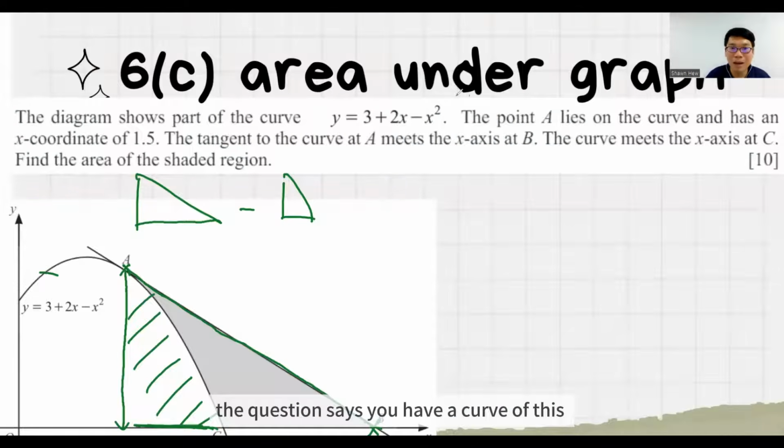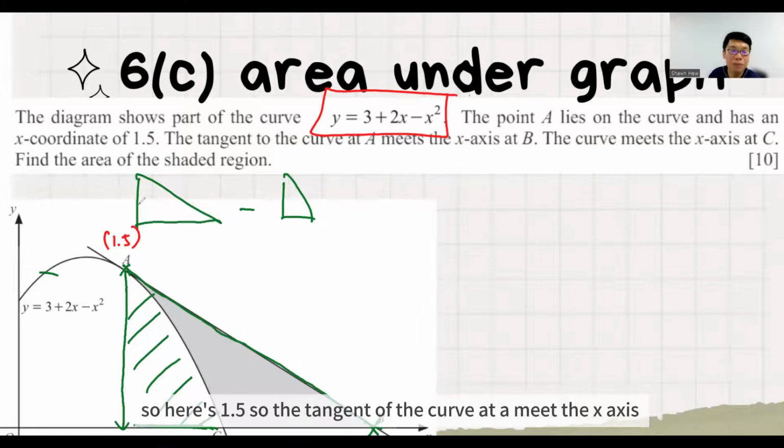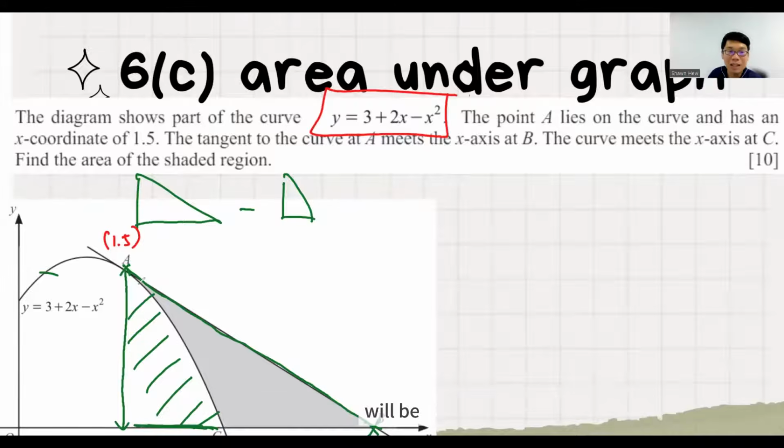The question says you have a curve of this, and then they say A lies on the curve and has a coordinate of x equals 1.5. Okay, so here's 1.5. So the tangent of the curve at A meets the x-axis at B. So this is actually a tangent. The curve meets the x-axis again. X-axis means y equals 0.